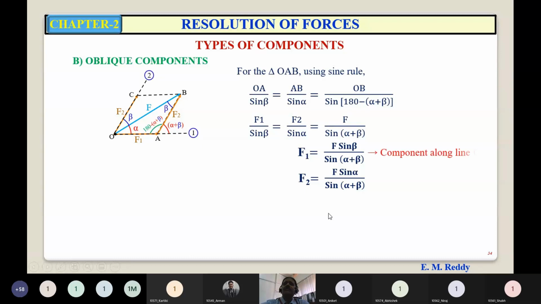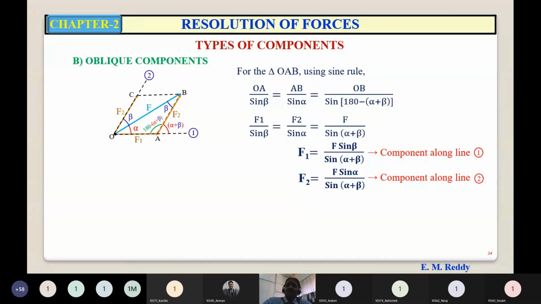So here F1, F2 are the components of force F along the line 1 and 2. Please note down these expressions. So when you are talking about F1, in the numerator, it is sine beta. What is beta? Beta is the angle made by F2 with respect to F. When you're talking about F2, in the numerator, it is sine alpha. Alpha is the angle made by F with respect to line 1 or F1.